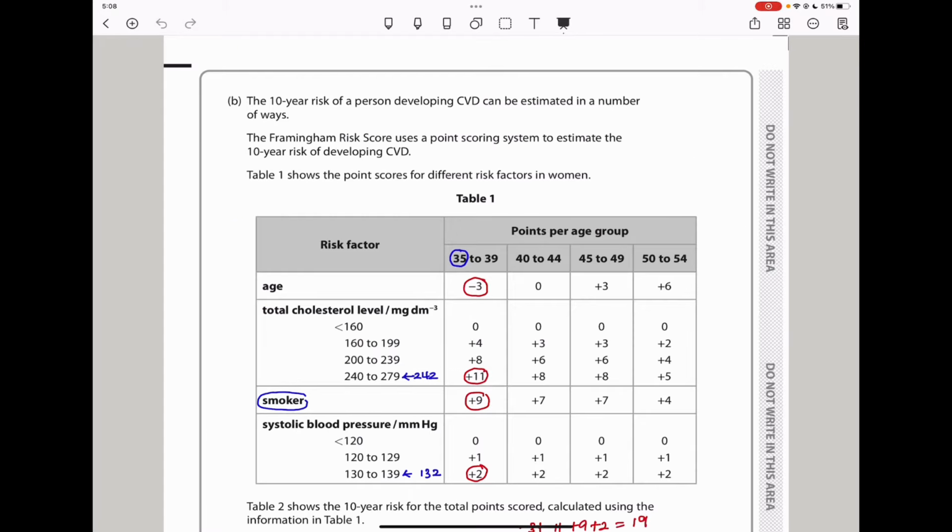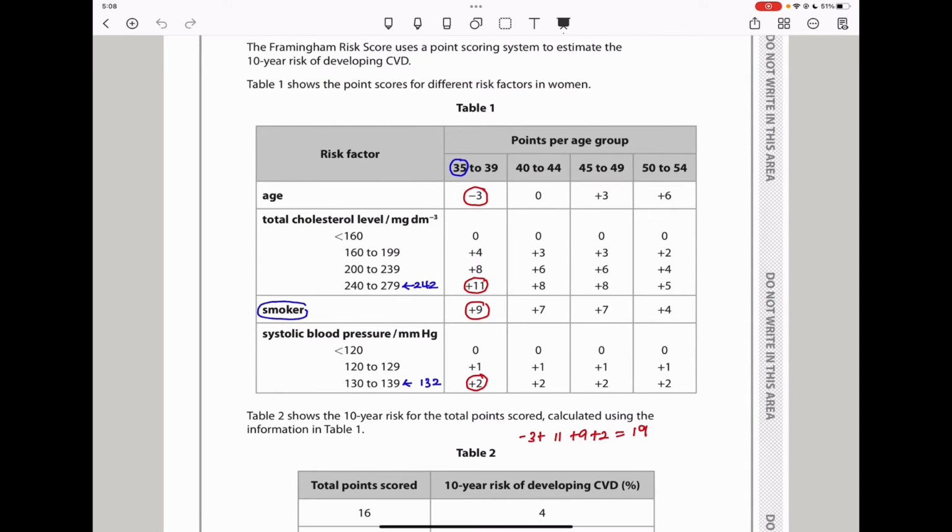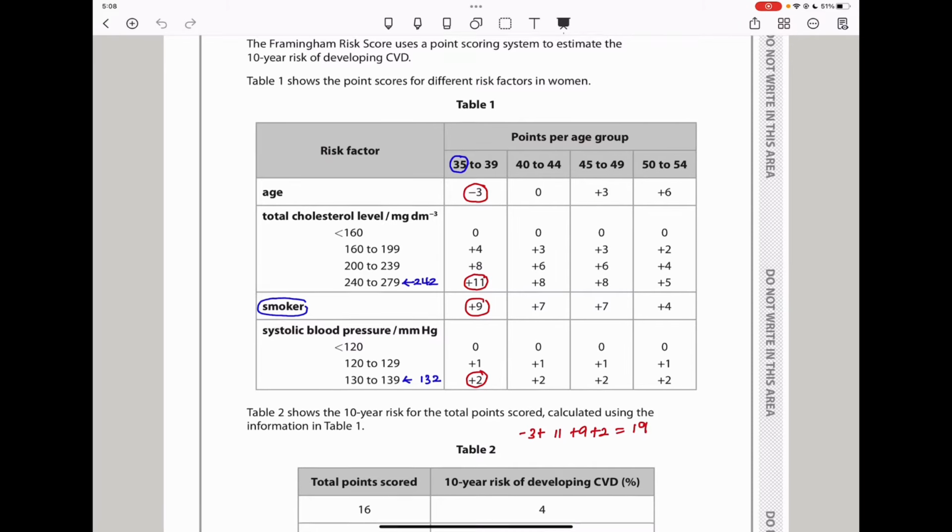Here they say the 10-year risk of a person developing CVD can be estimated in a number of ways. The Framingham Risk Score uses a point scoring system to estimate the 10-year risk of developing CVD. They say table 1 shows the point scores for different risk factors in women. So let's see. There is an age. This is all among women, those who are aged between 35 to 39, 40 to 44, 45 to 49, and so on. We can see their specific points for the risk factors.